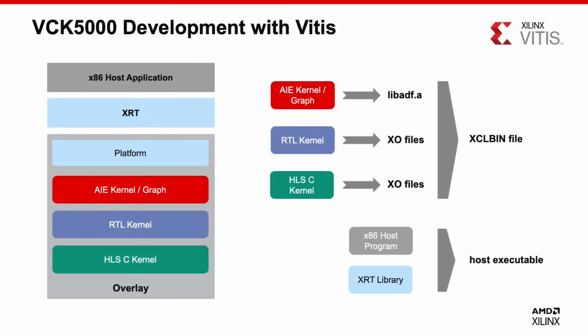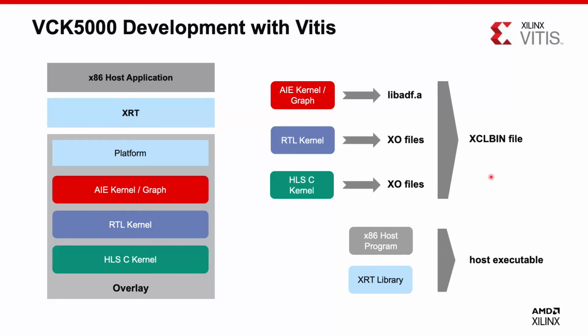As you have known, the computation resources of VCK5000 include AI engines and programmable logic, so users can include AI Engine kernels, RTL kernels, and HLS kernels in the design. These different kernels will be developed separately and built into different target files, such as LIBADF files for AIE kernels and XO files for RTL and HLS kernels. Finally, these target files are put together and integrated into a unified hardware container file, namely the XCLBIN file. All these tasks are finished with Vitis.